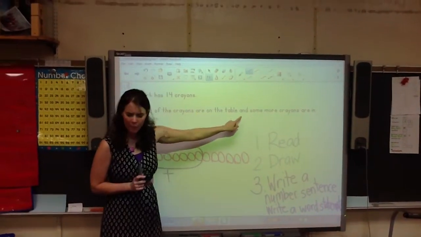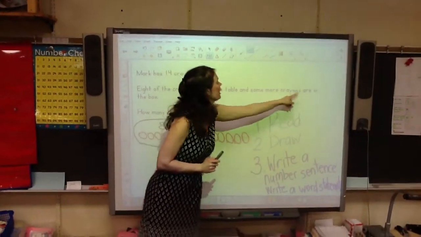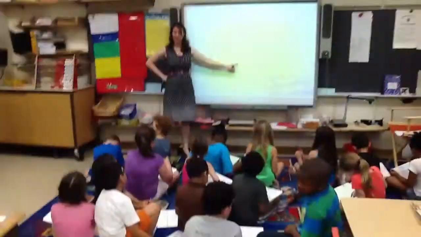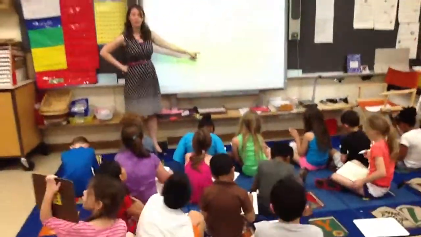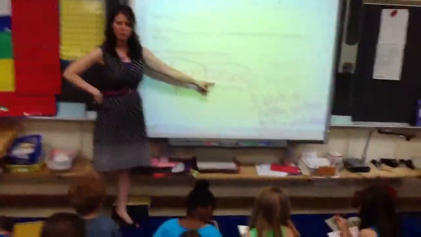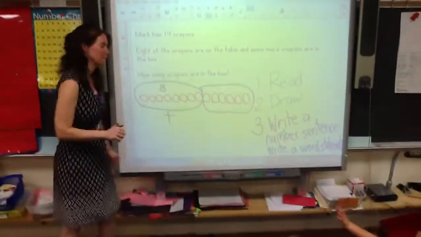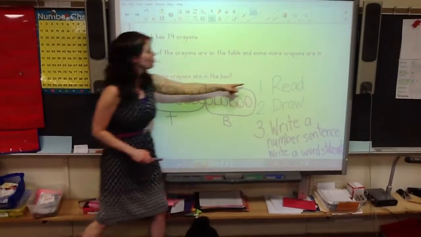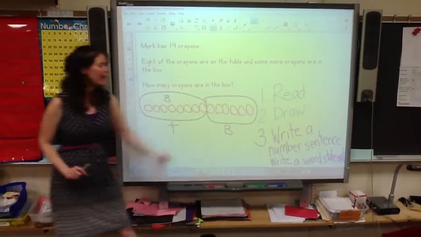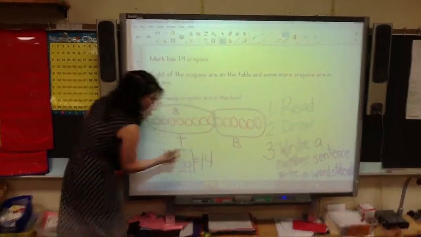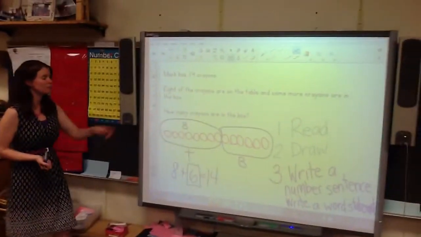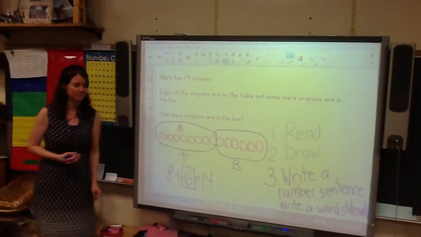Let's find the other part in our drawing. And some more crayons are in the box. With your finger, find that part in your drawing. Fingers pointing. These crayons are in the box. What should we do? Put the B. Excellent. So we've now read, we drew, we have to write our number sentence. Who can give us this word sentence, this statement that answers the question, how many crayons are in the box?